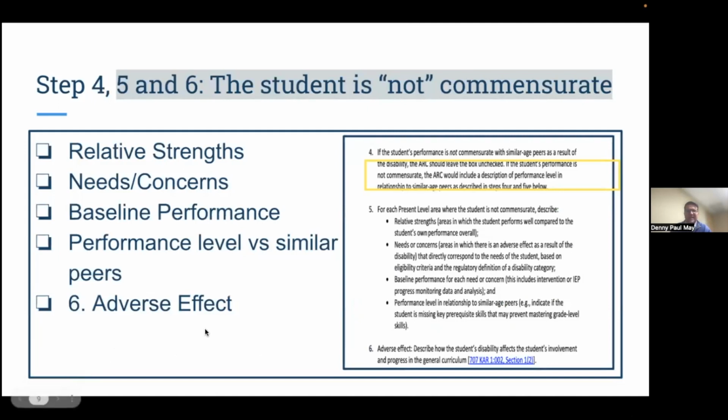And we've kind of hit this. When the student's not commensurate, you have to have these 5 areas. So when we were reviewing folders, we're looking for evidence. Did they address adverse effect? Did they talk about relative strengths? Did they identify how the student best learns? Did they profile the student and find out all they needed to know about the student in this particular area?